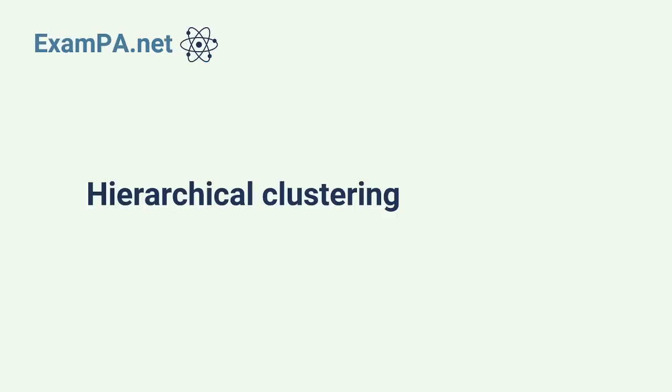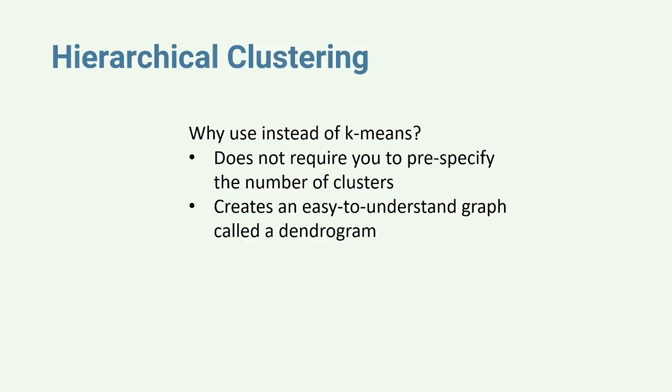The second way of clustering points is called hierarchical clustering. Now, what's a hierarchy? A hierarchy is a way of comparing things. Why would you want to use hierarchical clustering? Why not just use k-means for everything? Well, k-means is certainly powerful, and it works in a variety of problems, and it's fast to converge. But the advantage of hierarchical clustering is that it doesn't require you to pre-specify the number of clusters, and it creates an easy-to-understand graph called a dendrogram.